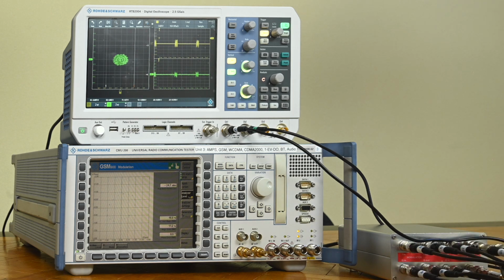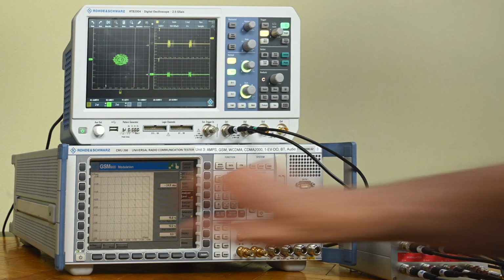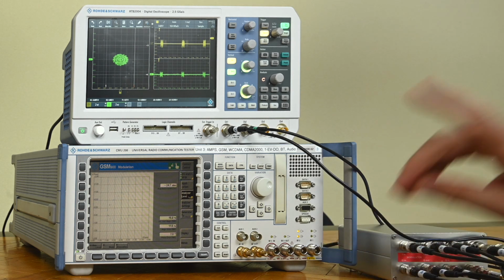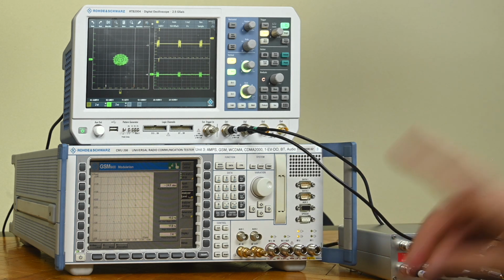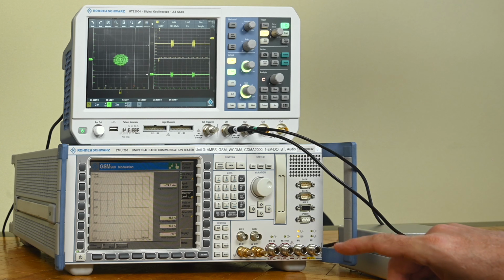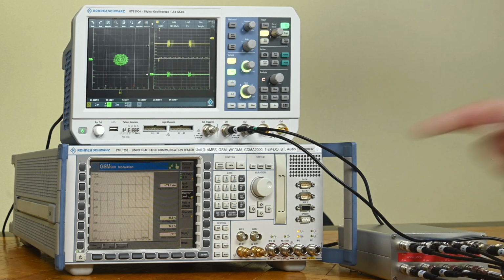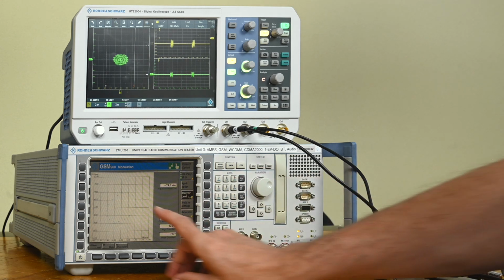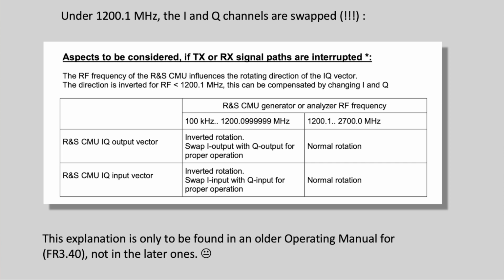And later I found what the reason for that particular thing is. Actually it's listed in an old version of the manual, I think firmware 3.4, but it has disappeared from more recent manuals, even though the behavior is still there. So what is this behavior I'm referring to? If you operate the unit below approximately 1200 megahertz, the I and the Q channel get swapped. Yes, that's actually what I'm saying. I and Q get swapped.